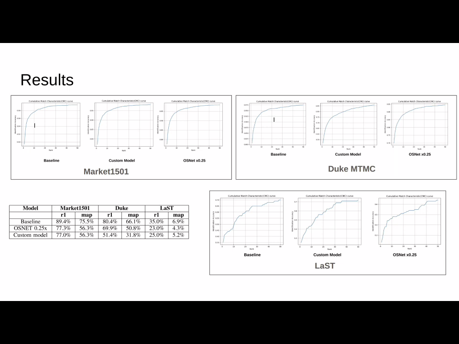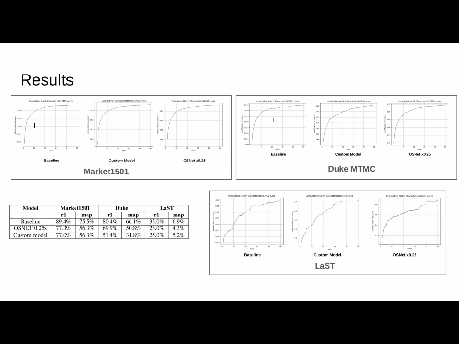OSNet is surprisingly good for how lightweight it is, and it doesn't even use a standard backbone. So OSNet is the best when it comes to computation and performance. And the custom model that we chose is close to OSNet in most of the cases, but at the same time, it seems to have more parameters.